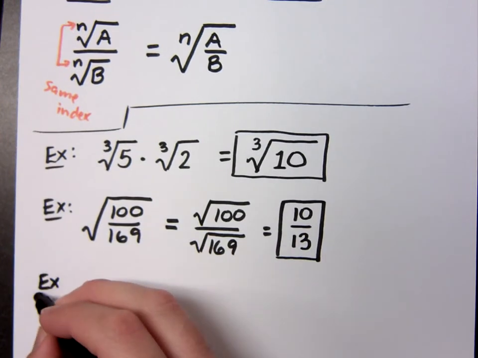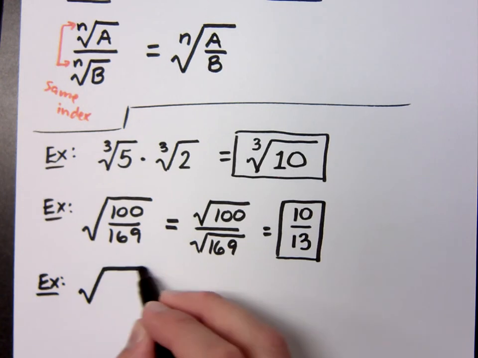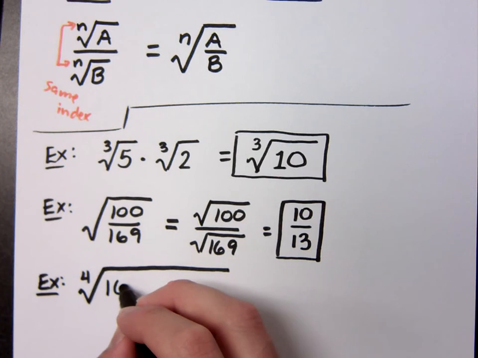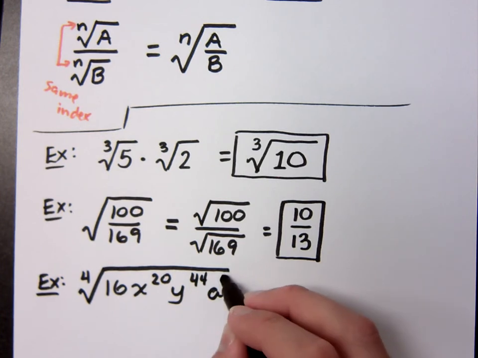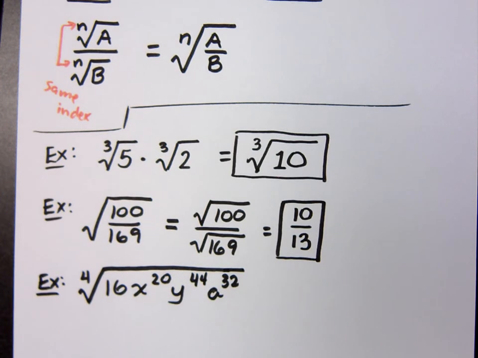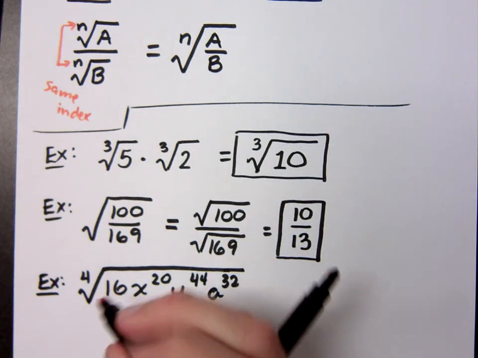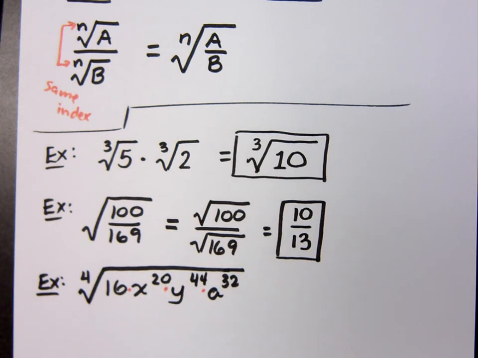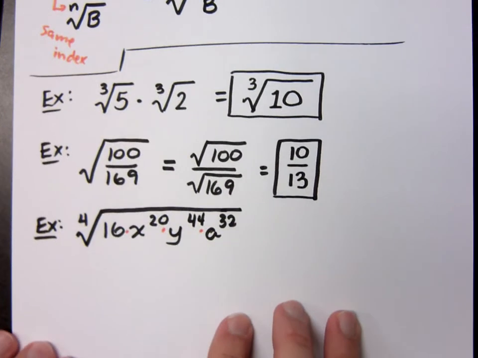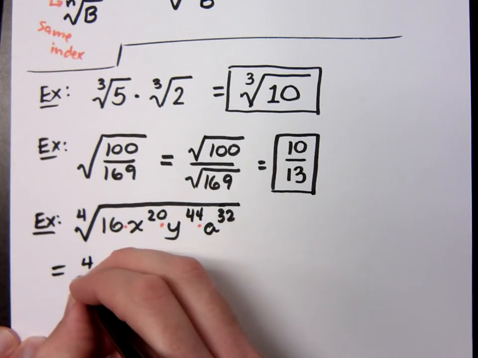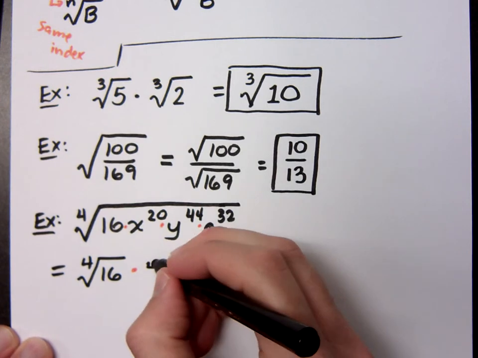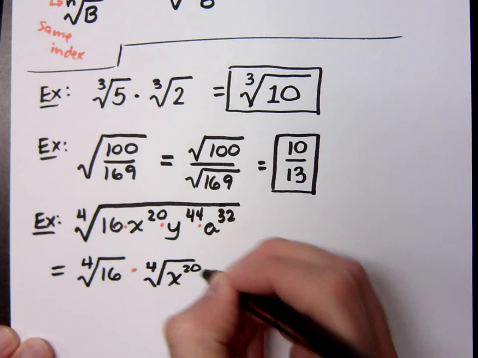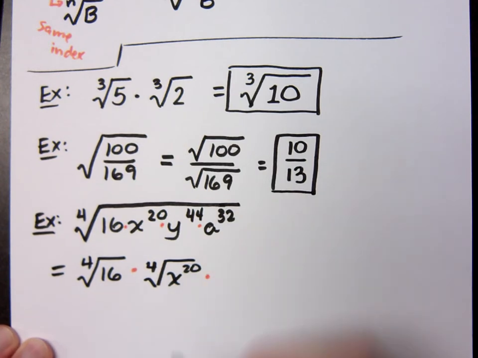Let me show you something that you're already familiar with doing. If I have the fourth root of 16 x to the 20th y to the 44th and a to the 32nd, this is something that we should be able to knock out very quickly when we realize that this is all multiplication between those terms. Even though we probably would not write it this way, because there's not really a need to, you could write this as the 4th root of 16 times the 4th root of x to the 20th, and so on. You could actually separate into all of these different factors.